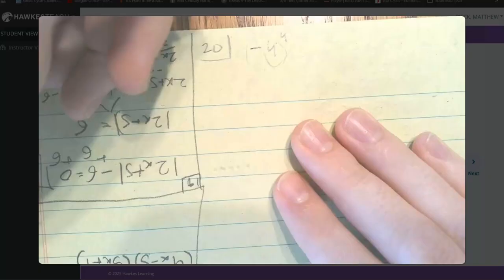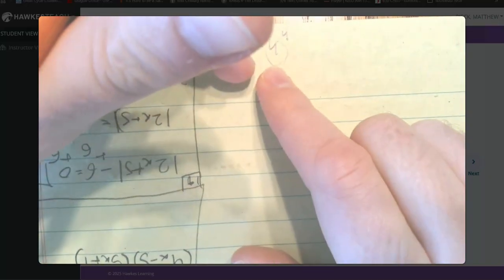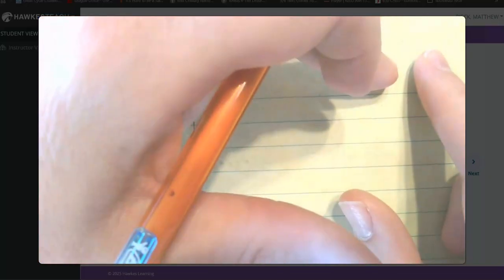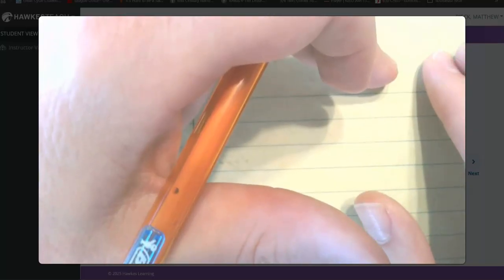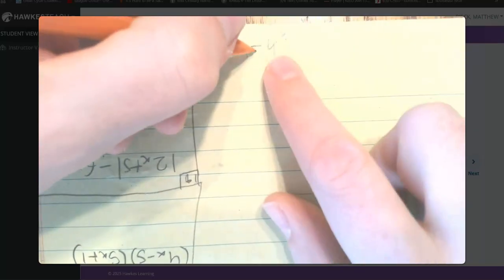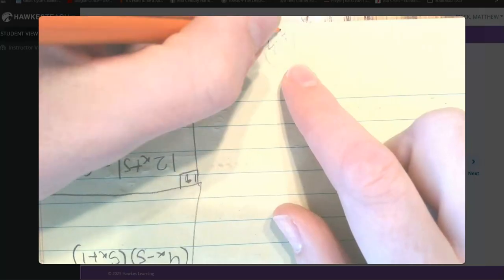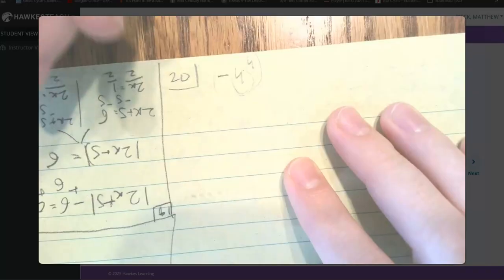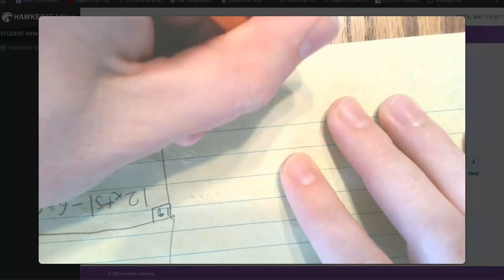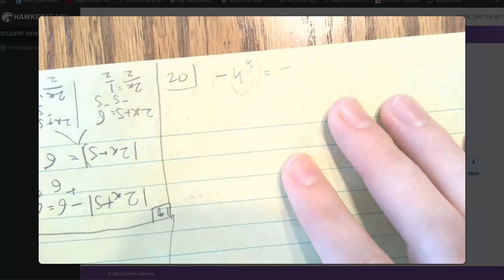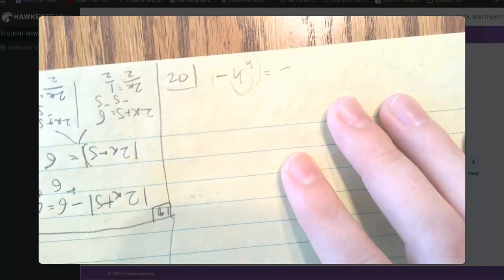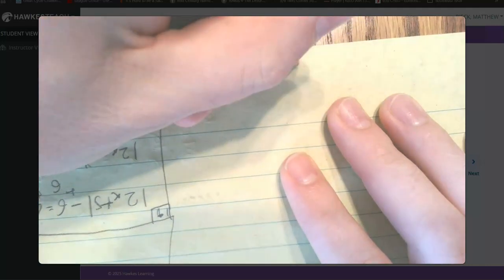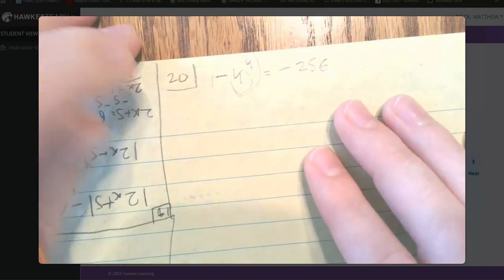So if this was in parentheses, we'd have negative 4 times negative 4 times negative 4 times negative 4 times negative 4. I think I only said 3 there. But since this isn't in parentheses, we're going to do 4 to the 4th first, and then we're going to apply the negative sign at the end. So 4 to the 4th: 4, 16, 64, 256. So you have negative 256, which is going to be my final answer there.